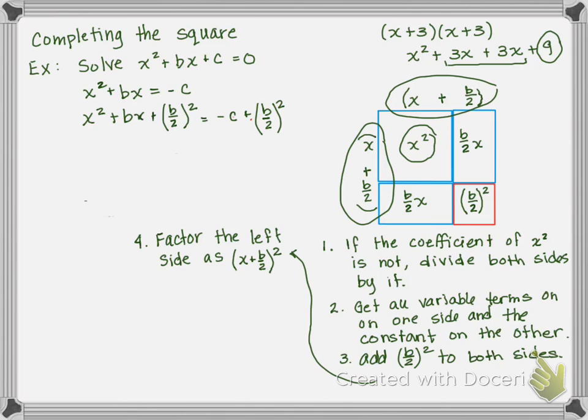And then the last step is just to solve. This is all of completing the square, and then we can take the square root of both sides to solve. So x plus b over 2 squared equals negative c plus b over 2 squared.